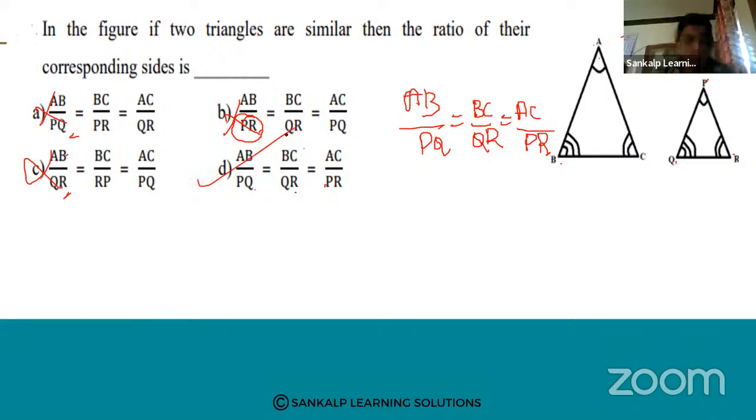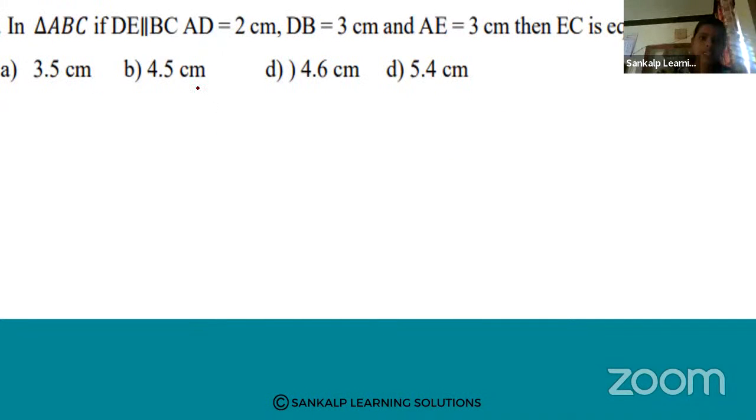Okay. Next, in triangle ABC, if DE is parallel to BC, AD is equal to 2 centimeter, DB is equal to 3 centimeter, and AE is equal to 3 centimeter, then EC is equal to what? If you take one triangle, this is triangle ABC, and this line is DE.